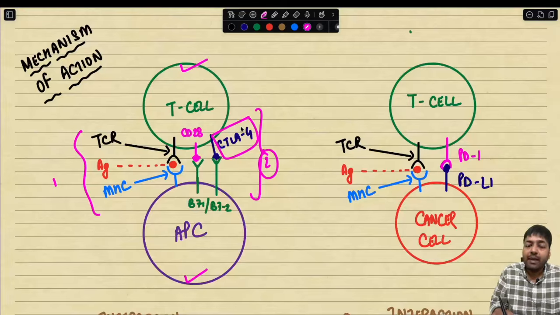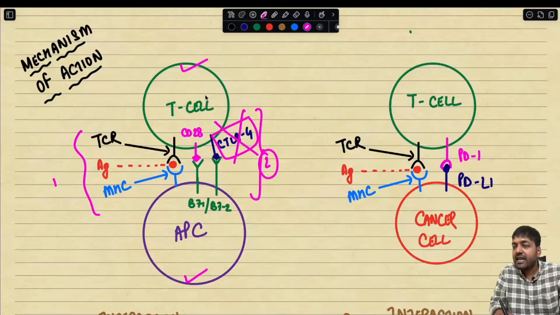So basically the mechanism is that we have to block the CTLA4. Once we block the CTLA4, there will be T cell activation, and this T cell is going to go and kill the cancer cell. So this is the mechanism of CTLA4 inhibition.